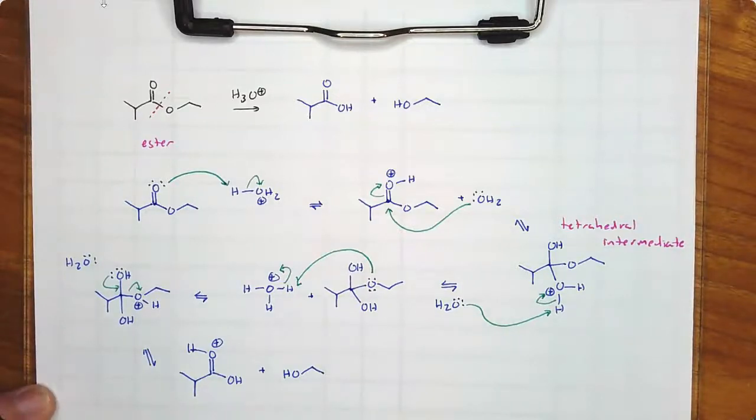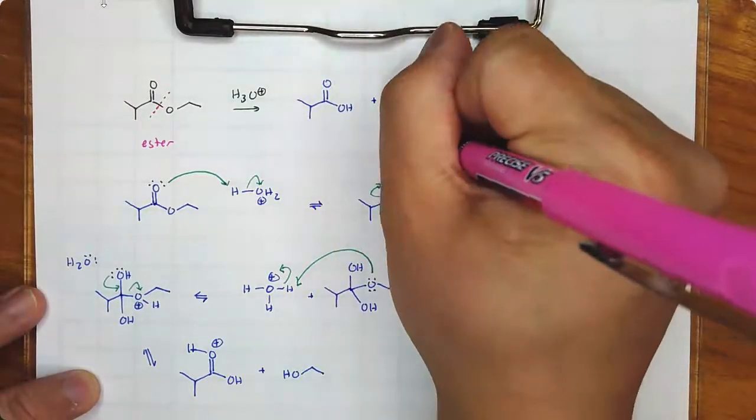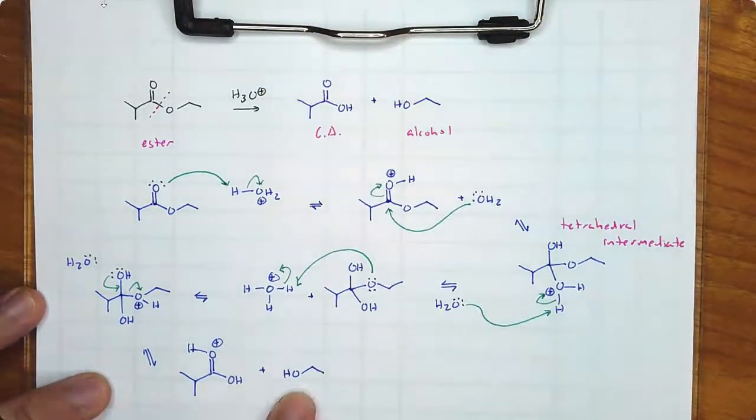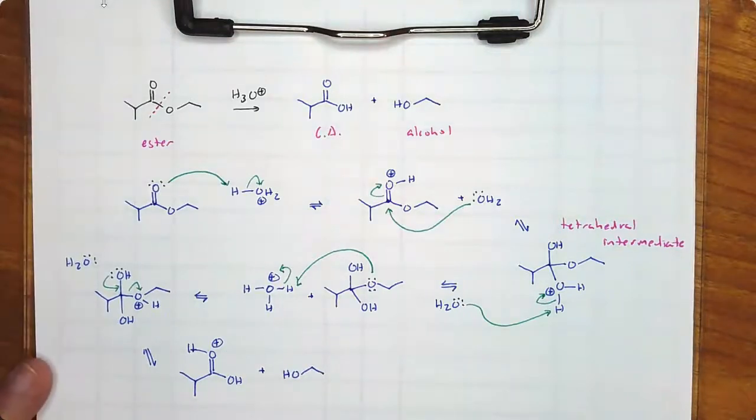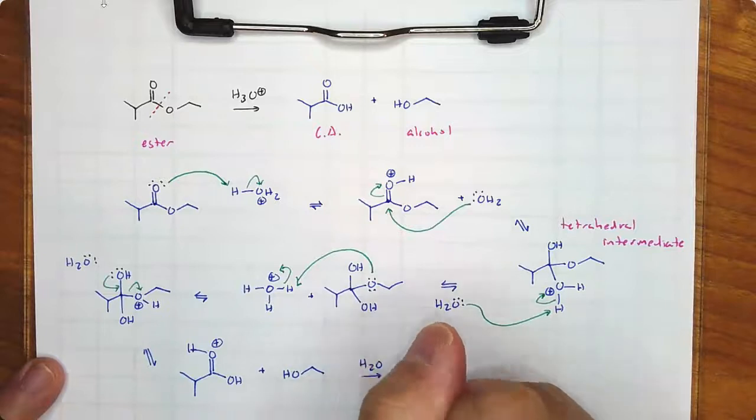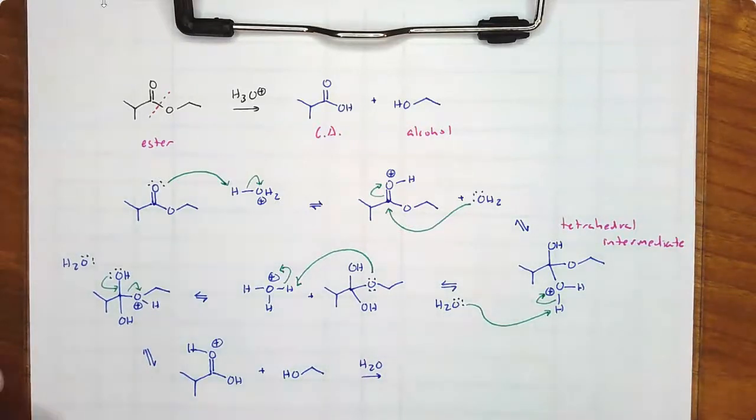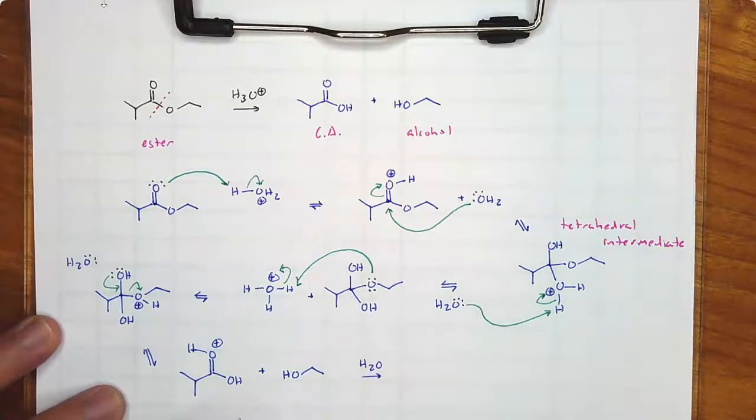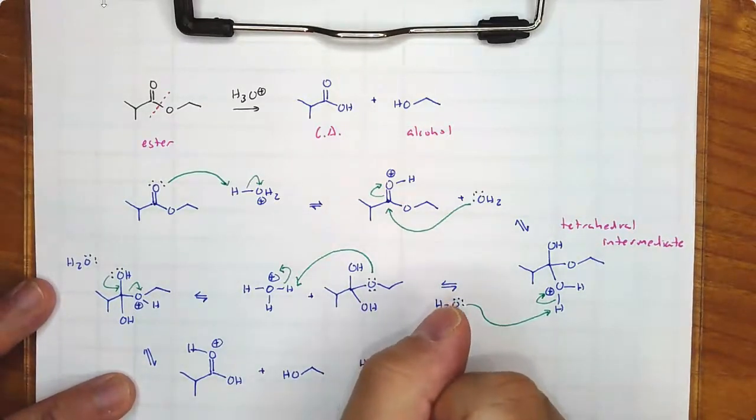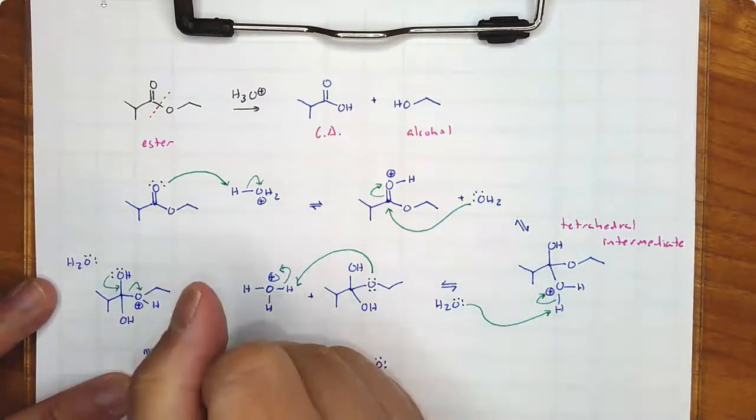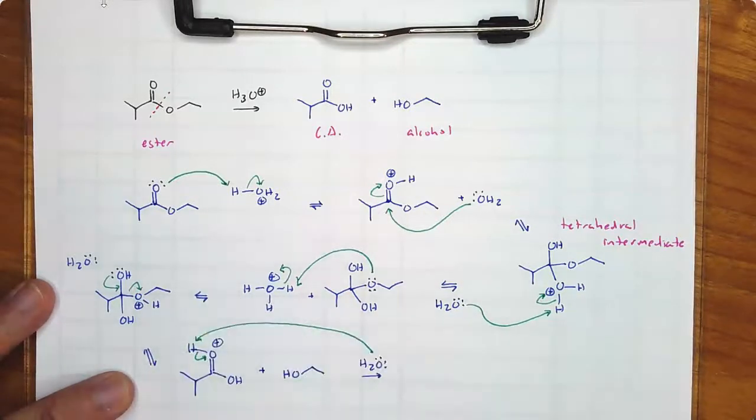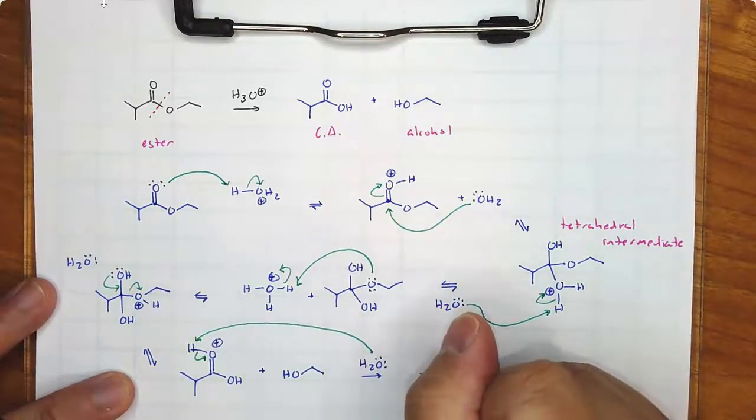Remember, Fischer esterification is alcohol plus carboxylic acid. And there's our alcohol. And then finally, how do we get the carboxylic acid? We do have a lot of water. That's typically the case when you have hydrolysis, to push the reaction forward using Le Chatelier's principle. And it's a long trek. Deprotonate that, and we have this.